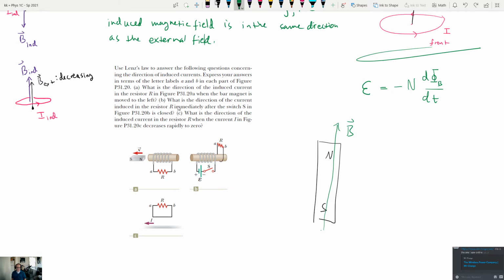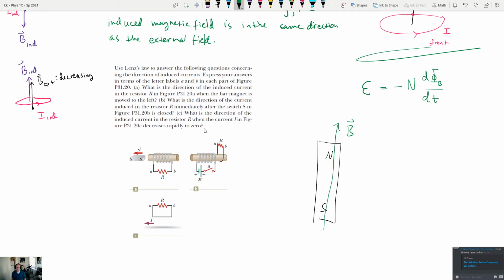Part B says, what is the direction of the current induced in the resistor immediately after the switch is closed? This one is kind of tricky because now you have an electromagnet, with a coil of wire and a battery. When you close the switch, there's going to be a change in flux through this loop, and you want to find the direction of that current.